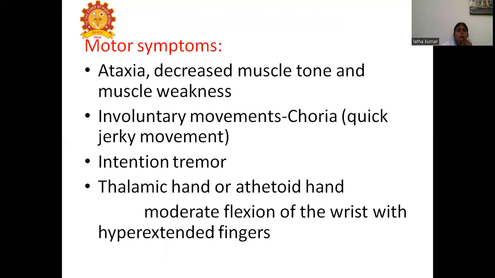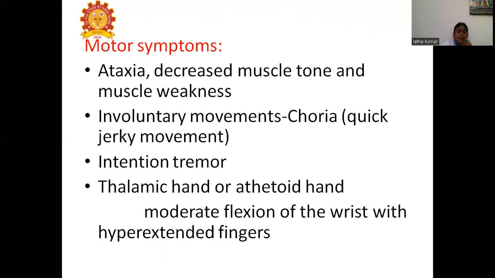So next one is the motor symptoms. The motor symptoms occur due to the involvement of the posterolateral nucleus. So first one is ataxia, decreased muscle tone and profound muscular weakness, which occur due to damage to the cerebellar afferents.